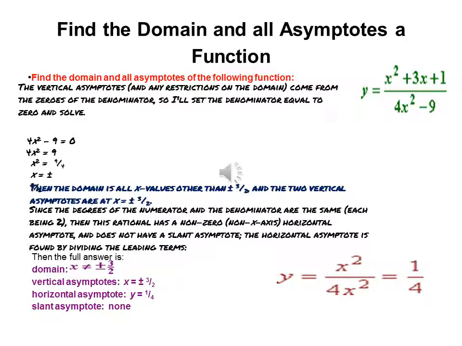Okay, now our task is to find the domain and all asymptotes of the following function. y equals x squared plus 3x plus 1, divided by 4x squared minus 9. The vertical asymptote is what we're going to look for first, and basically it comes from the zeros of the denominator. So I set the denominator equal to zero. First of all, let's set it to 0: 4x squared minus 9 equals 0. The first step.